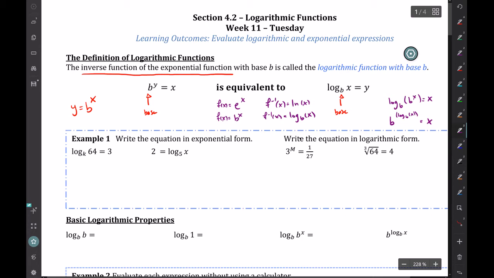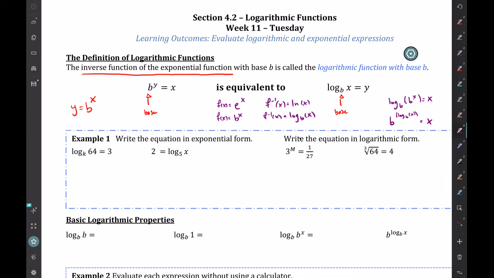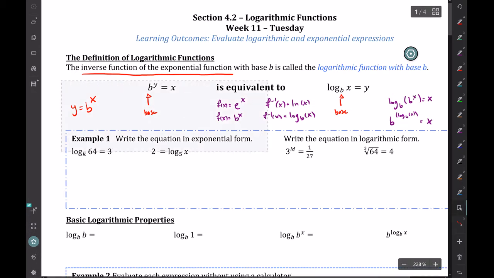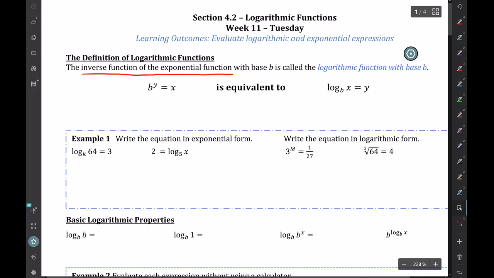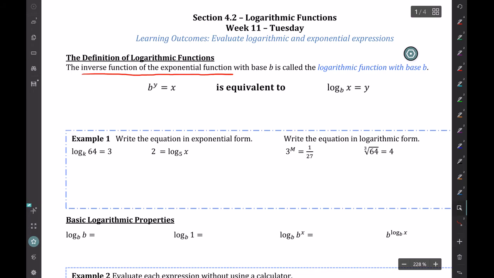Okay, so let's just keep that in mind. Whenever you see a log, you just need to think it's an inverse. It's undoing the exponential function. Okay? And now I claimed here that these two expressions are equivalent. B to the y equals x is equivalent to log base b of x equals y.